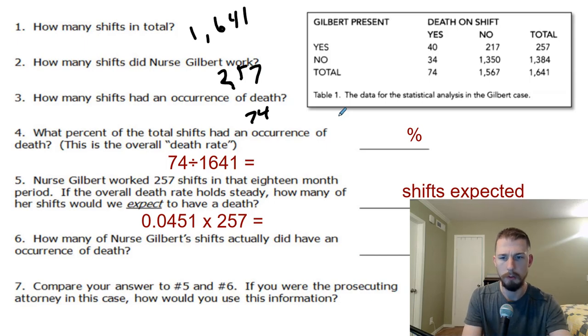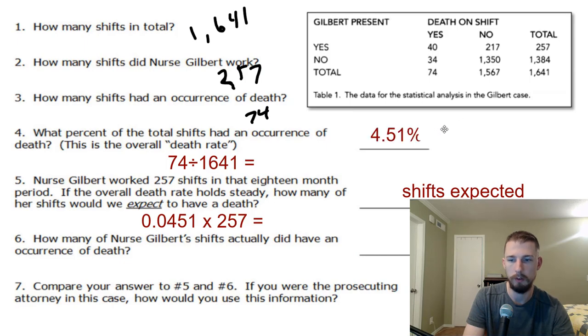Ooh, shift. I said shift, right? That was close. That would have been bad.